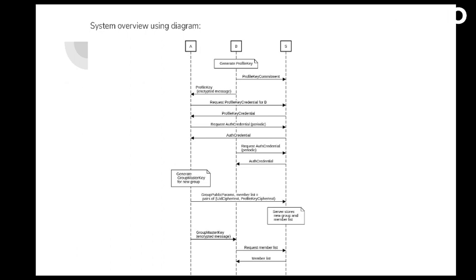So basically, let's assume there are three entities, Alice, Bob, and the server. Now Bob generates his profile key and saves it with the server as a profile key commitment. Profile keys are used to encrypt the profile, avatar, names, and other such data. Profile keys can be shared among users. For example, here Bob trusts Alice, so Bob shares his profile key with Alice. Then Alice uses the profile key shared by Bob to request the profile key credential for Bob from the server.